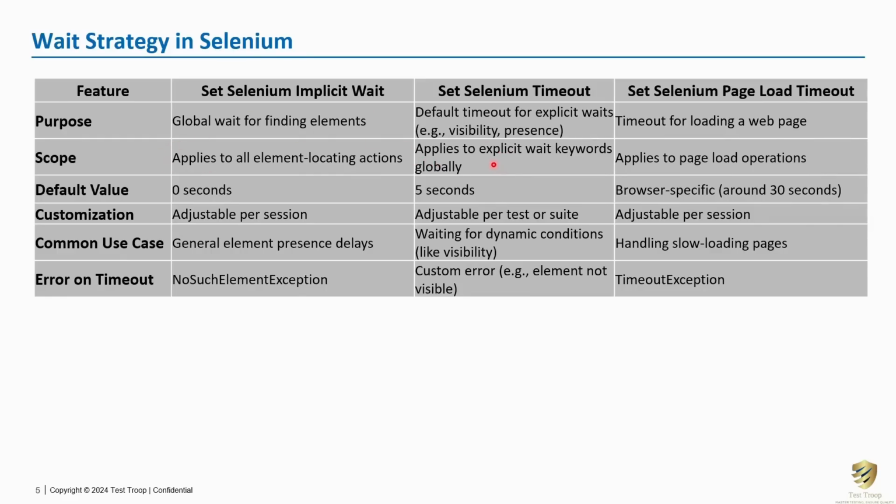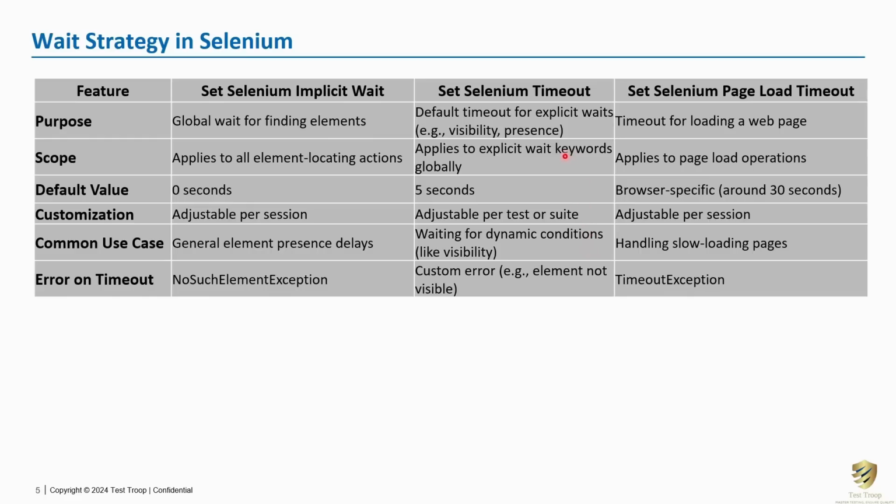Its scope applies to the explicit wait keywords globally. Once you set it, you can use it globally. By default the value is 5 seconds. Like the Selenium implicit wait, you can also adjust the Selenium explicit wait based on your use case, and it is generally used for waiting on dynamic conditions.